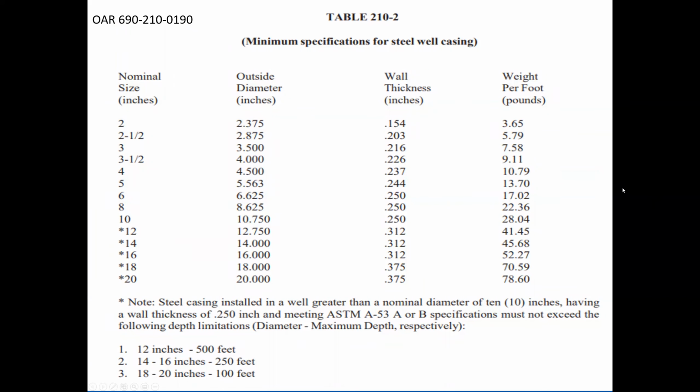This slide is table 210-2 and gives a reference to the minimum specifications of steel casing as required by OAR 690, 210, 190. Again, the caveats here are looking at the lower large diameter casings. You see they have asterisks. Those casings are then limited to maximum depths if they are not greater in sidewall thickness than 0.25 quarter wall gauge casing.